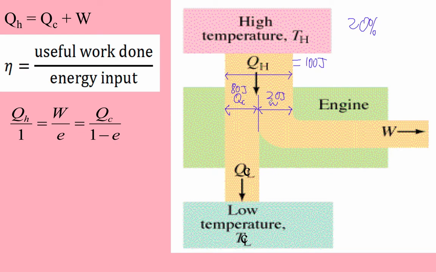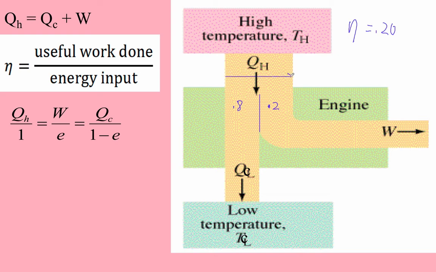Or another way to put it is, if the efficiency is 0.2, as we would do in more scientific circles, this work branch here doesn't look like it, but this would be 0.2, this would be 0.8, and this branch here would be, of course, 1. The whole thing would be 1, keeping in mind that QH equals this plus this. So these branch ratios add up.